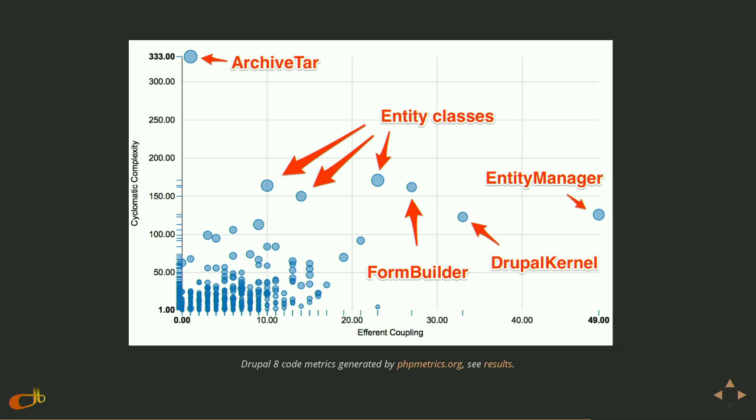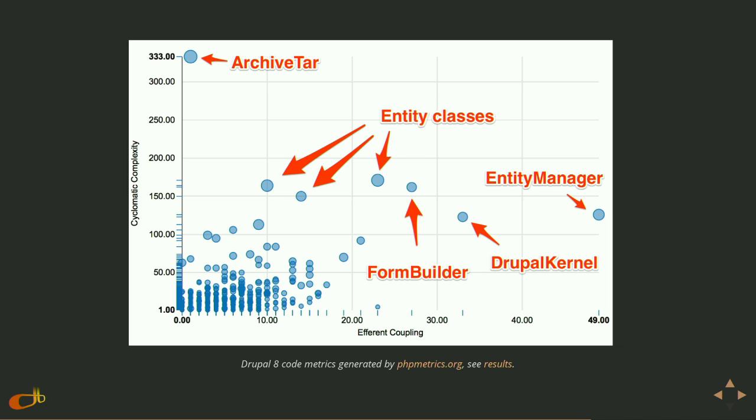But what's interesting is, I mentioned Archive Tar earlier. Highly complex, there's no coupling because it's not including any other classes. But if we're going to talk about places where we might want to do some refactoring to make it extensible, to make it more readable, that might be a good place to look. How many of you have worked with Entity API? Yes, we have worked with Entity API. How many of you have found it challenging at times? Yes, I assume we have.